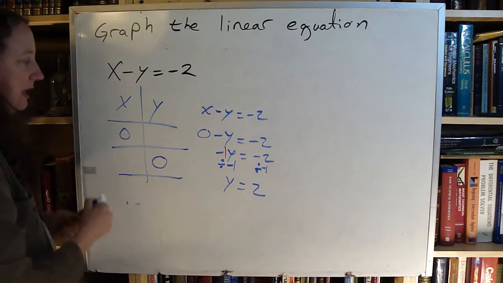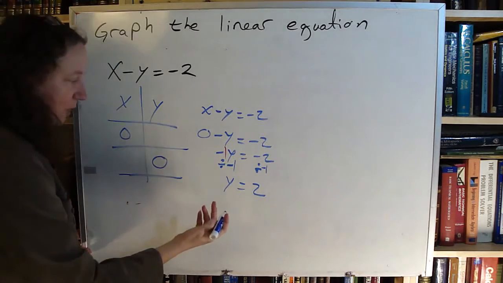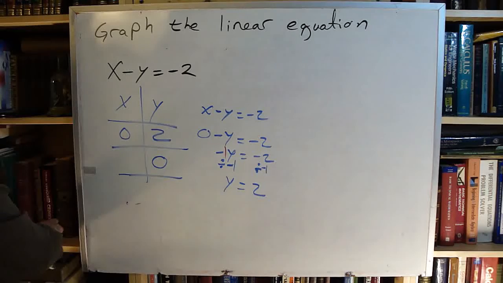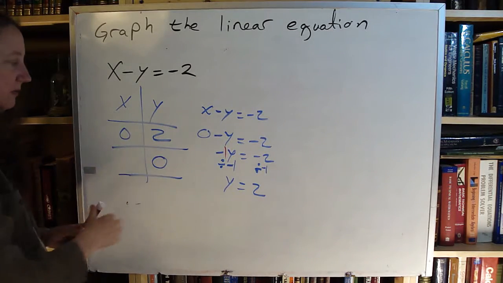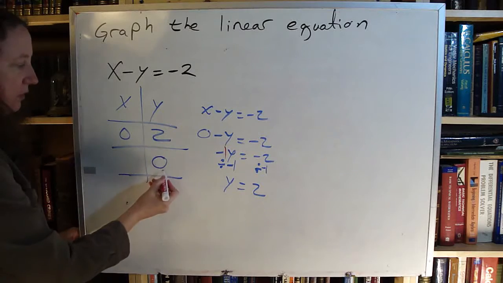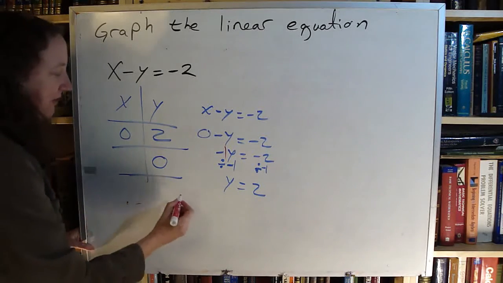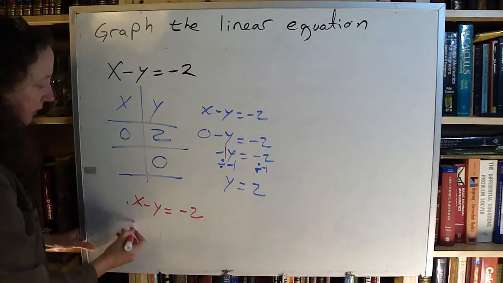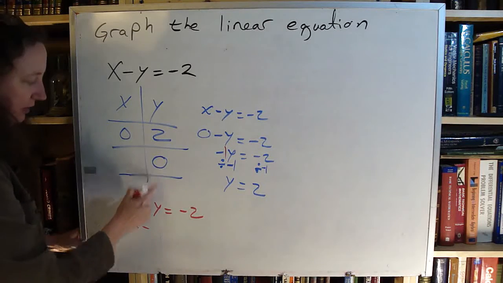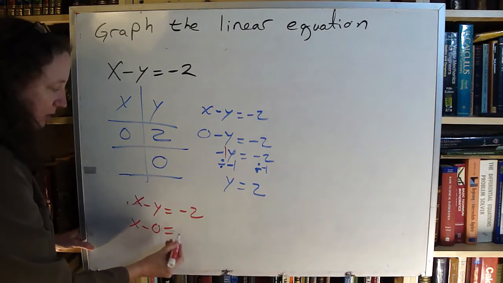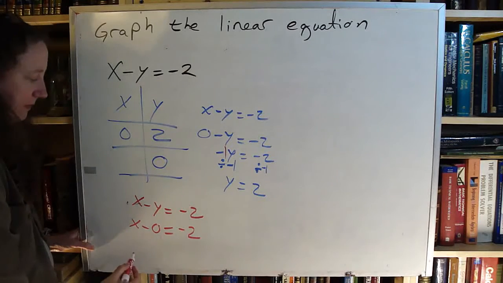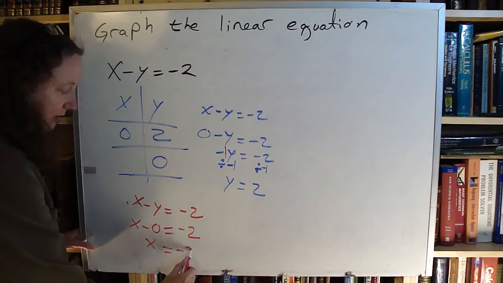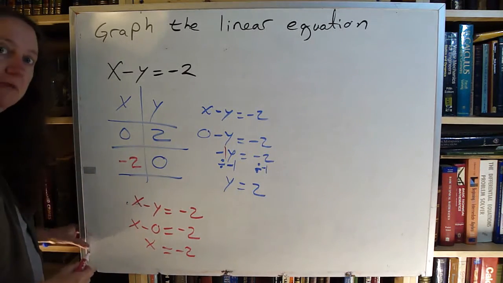So now I take this y equals 2, and I put the 2 in my table. Need to find a second point, so I'm using y equals 0 this time. Still have my same equation, x minus y is negative 2. So I have x minus, this time I'm using 0 for y, equals negative 2. X minus 0 is just x, equals negative 2. I have my second point.